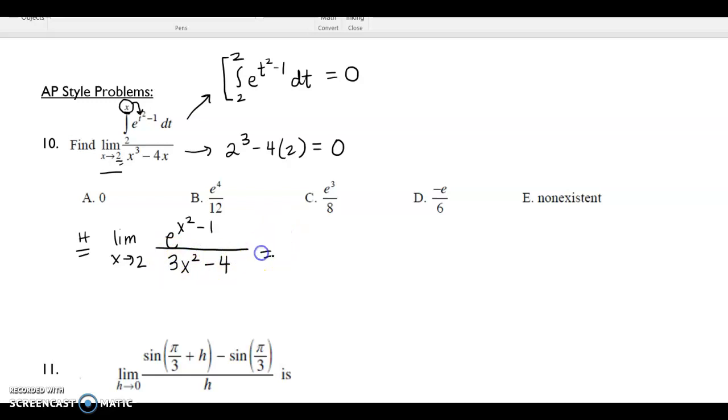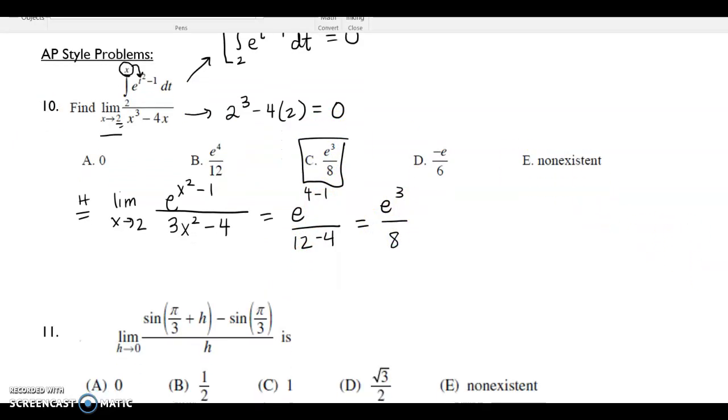And now if I evaluate that at 2, I have e to the 4 minus 1 all over 12 minus 4, which would give me e to the third over 8. So not too terrible. It looks a little scarier than it actually was.